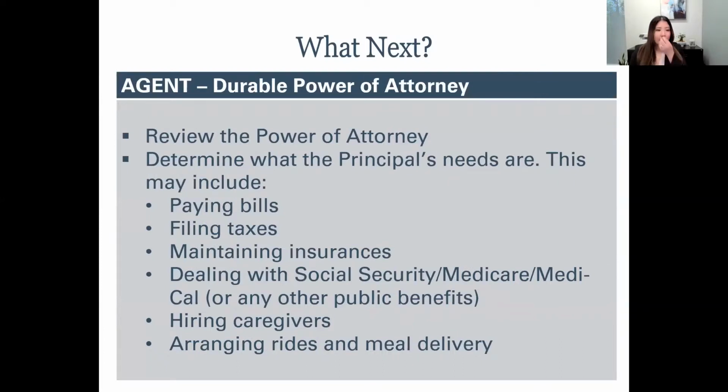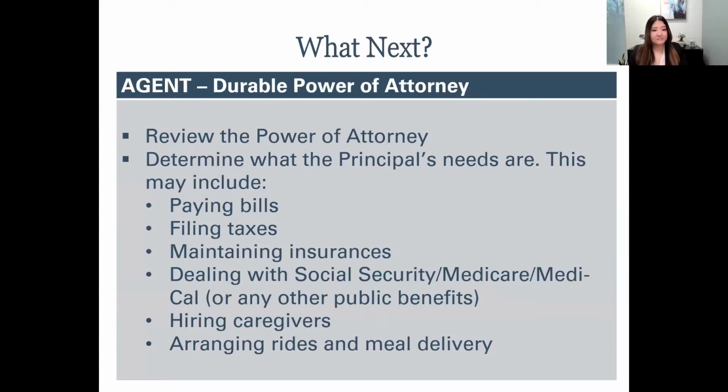All right. So what next if you're acting as an agent under a durable power of attorney? Now, the powers of attorney are really only good during the lifetime of the principal, because if you're acting as an agent, you're only able to exercise authority or do things that the principal could have otherwise done during their lifetime. So once that principal passes away, your authority to handle any of the following items ceases to exist.